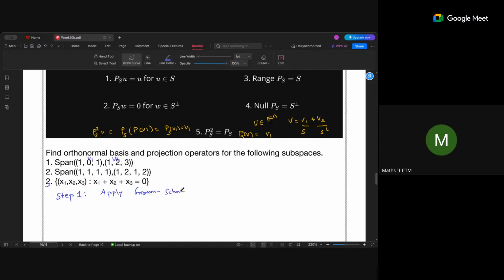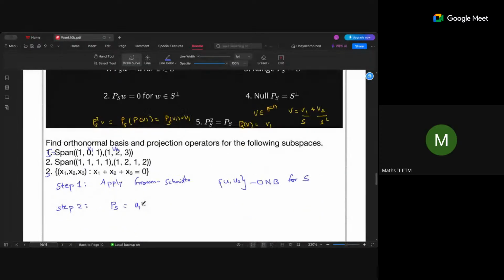So once you apply Gram-Schmidt, we get U1, U2, which is an orthonormal basis for S. Okay, so this is your S. You get an orthonormal basis for S. And what is step 2? You find the matrix PS, which is, here you saw this formula, right? U1, U1H plus U2, U2H. That's all. Okay, these are the 2 steps.